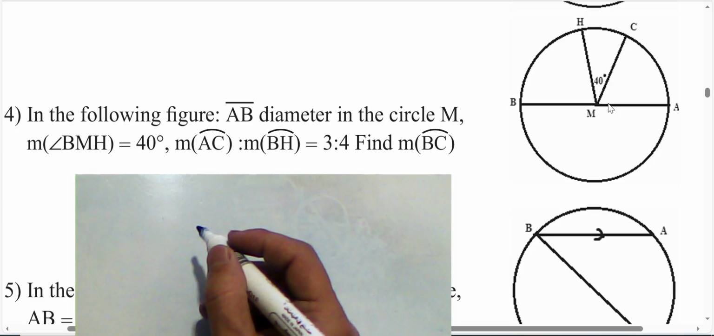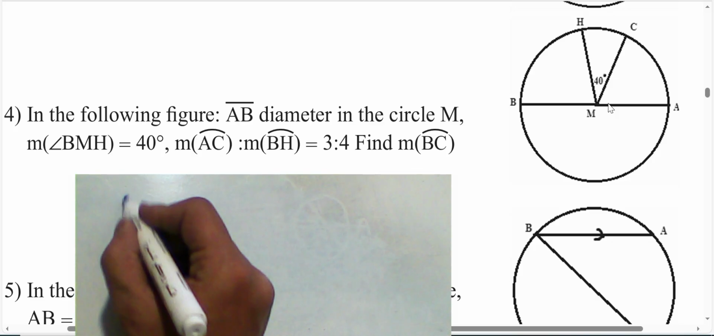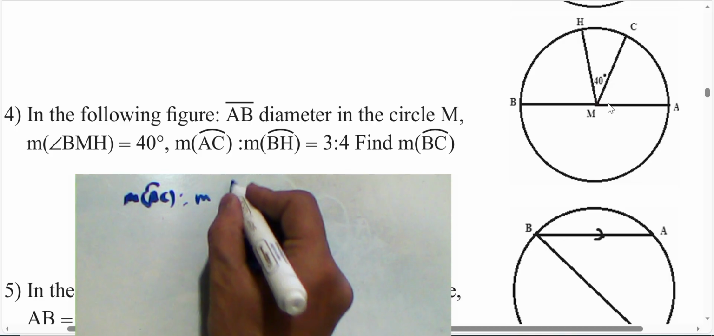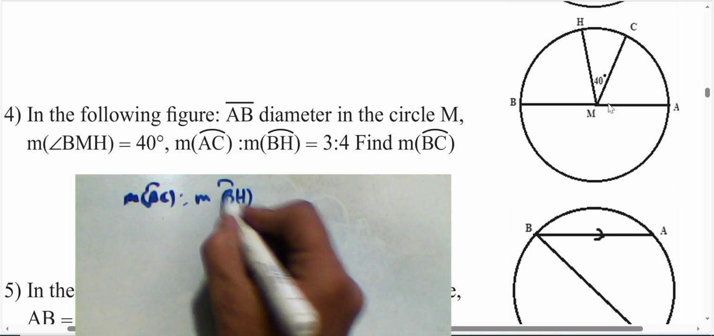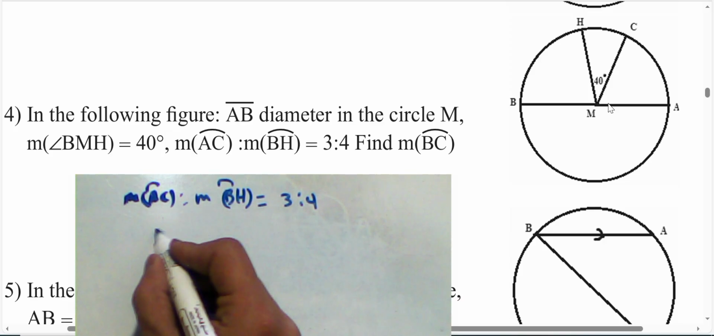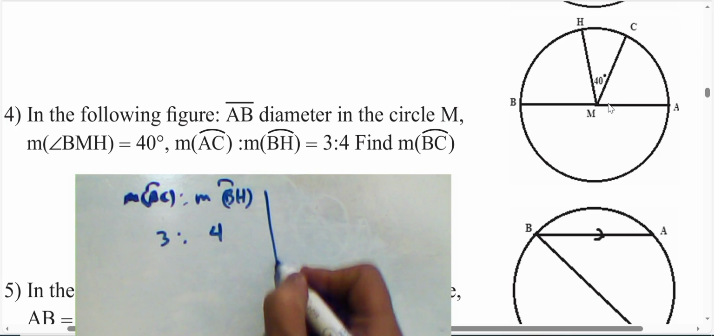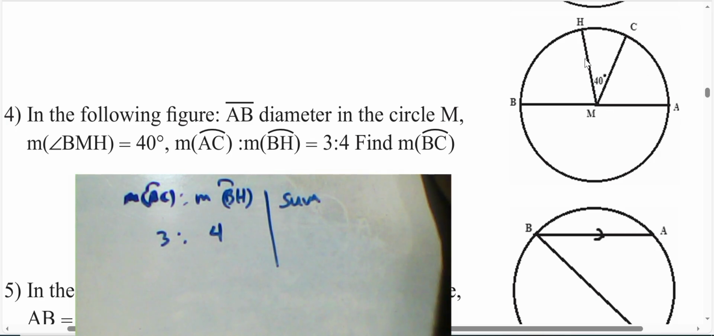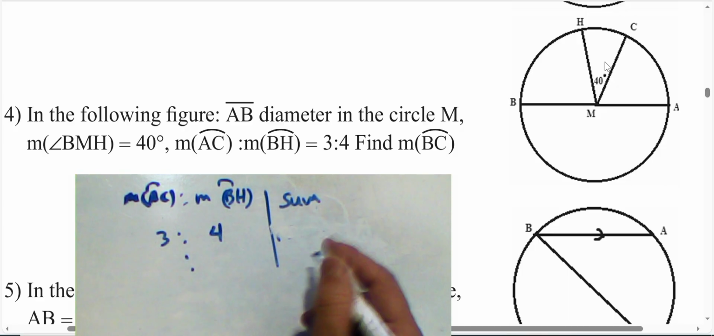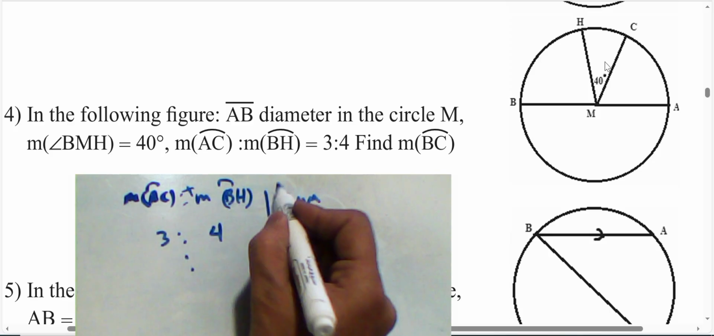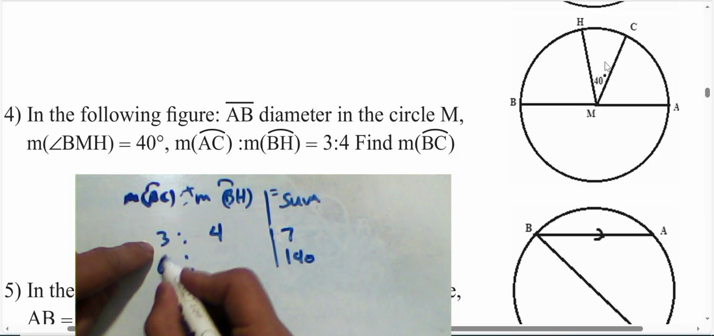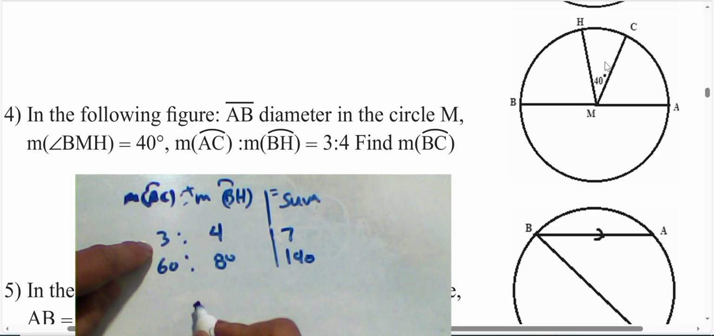So he gives me the measure of arc AC, the ratio between arc AC and the measure of arc BH was 3 to 4. Okay, the ratio between them is 3 to 4, and the summation of the two arcs here will be 140. Then we can write 140 divided by the sum of the ratio, 7. 140 divided by 7 equals 20. 20 times 3 equals 60. 20 times 4 equals 80.